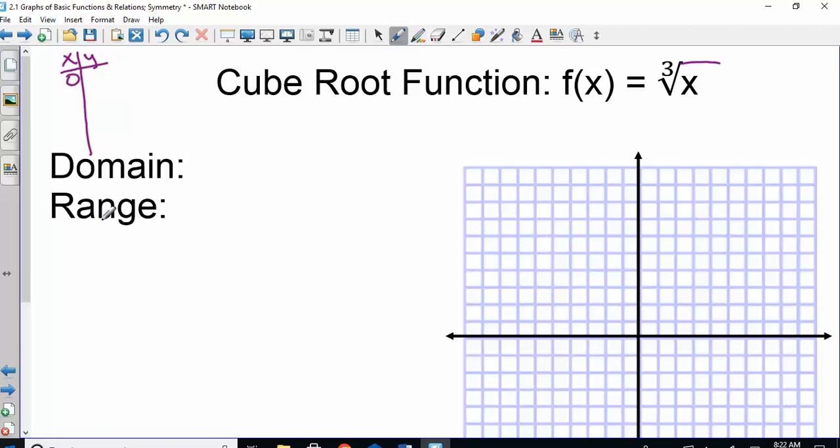All right, so if we start with 0. Cube root of 0, 0. Cube root of 1, 1. 8. Okay, 8 is a perfect cube, so the cube root of 8 is 2. And then we could do negatives, so the cube root of negative 1, and the cube root of negative 8.